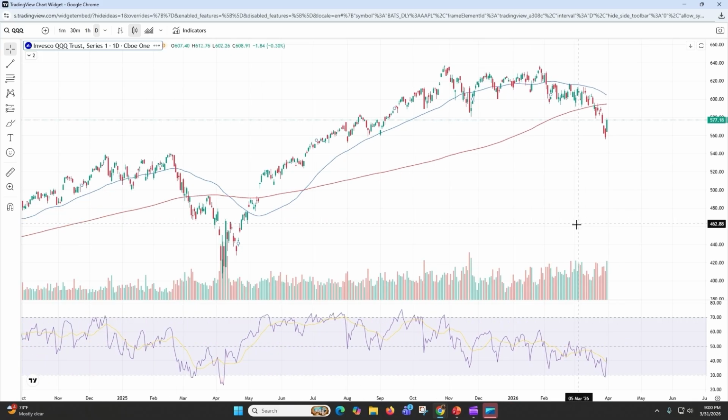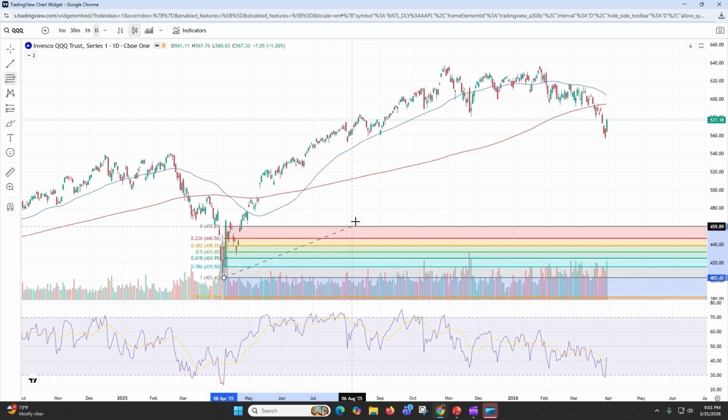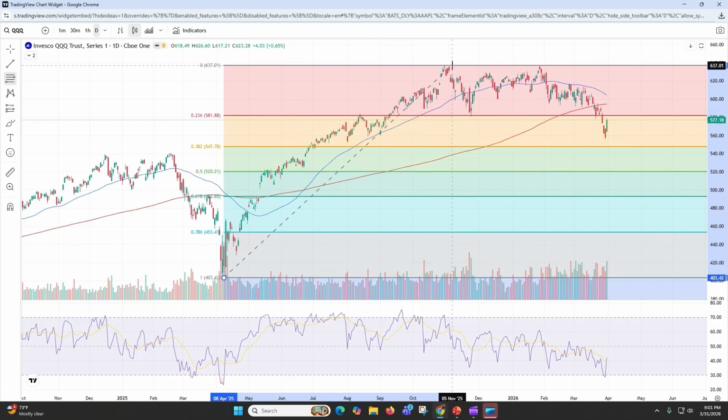So another trick that you can use here using these charts is using a Fib retracement. What you do is you take the low, like a recent low, bring it over to a recent high, and it'll automatically draw these levels for you of areas of potential support.